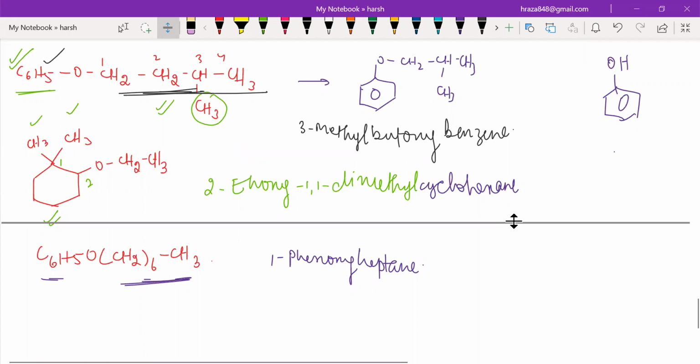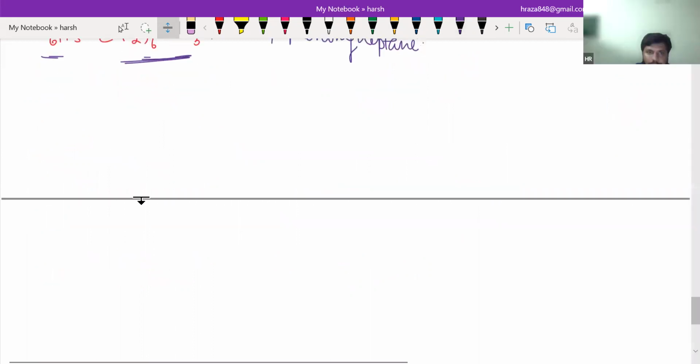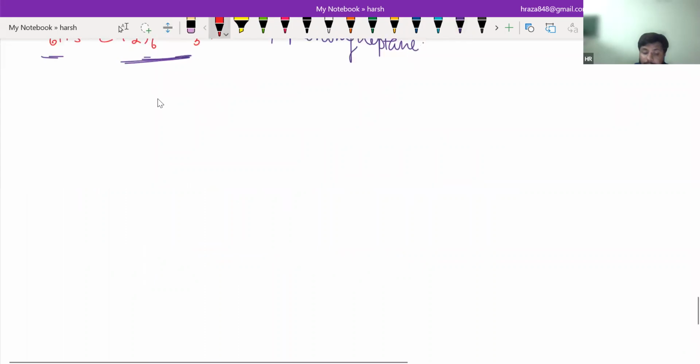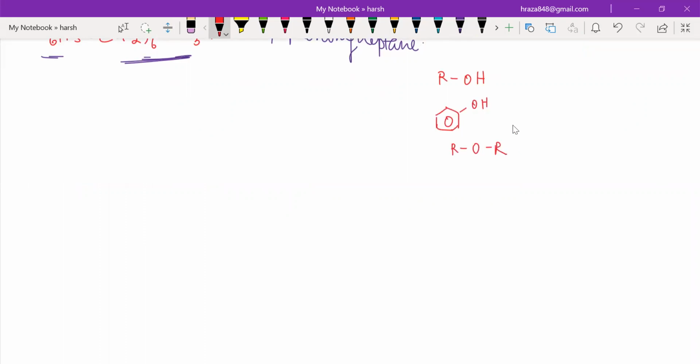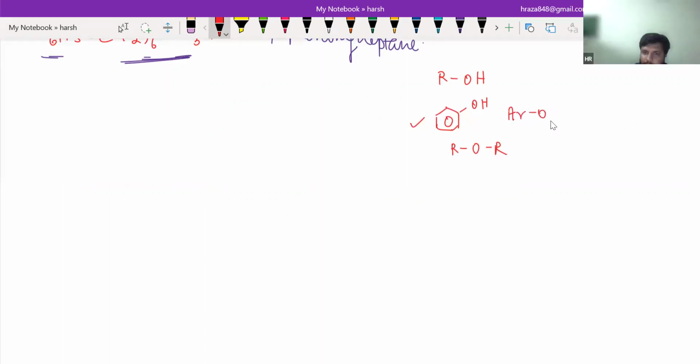Now we are going to see the structure of alcohols, phenols, and ethers. The name of the chapter is alcohols, phenols, ethers. So you know that this is alcohol, this is phenol, and this is ROR, ether. Phenol is also known as AR, aryl, that means benzene, that means phenol. Or ether can also be ArOR or AROAr. Are you getting my point? Yes, sir.